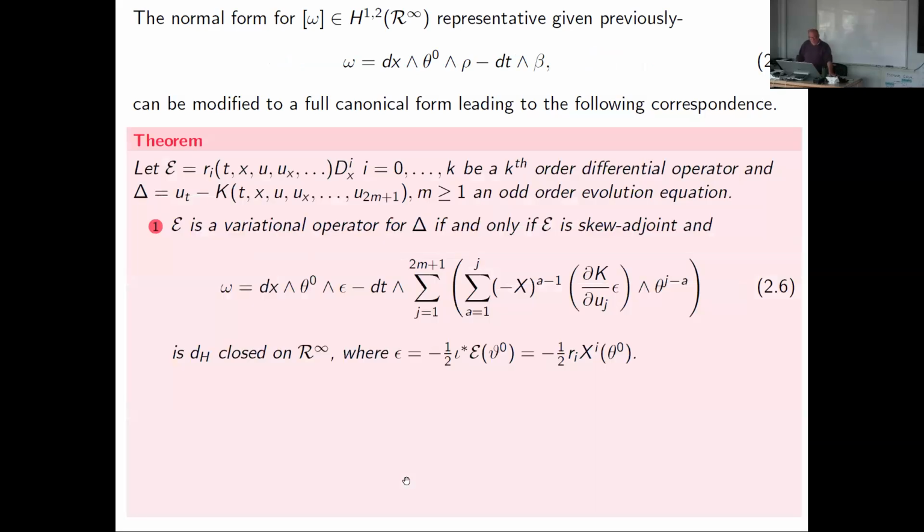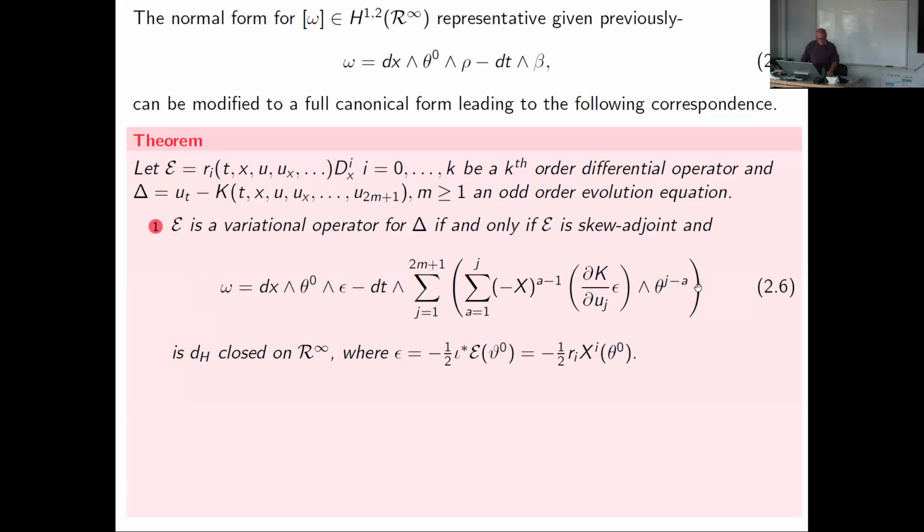But so here's the mapping. Okay. I've stated it in a funny way, but here's the story. If you have a variational operator, which I'll call E, okay, then if it's a variational operator, this is that H^{1,2} form. So here's writing down all the details of what that phi map is that takes the variational operator and builds the cohomology class. Here's the cohomology class. You take that operator, you apply it to the 0th order contact form, and that's this little piece right here. And then this is the full cohomology class.